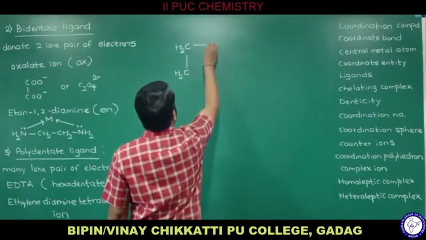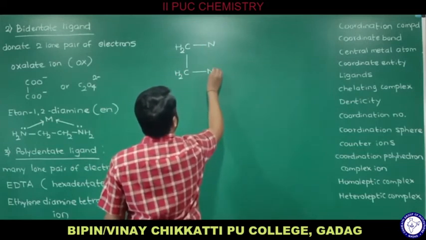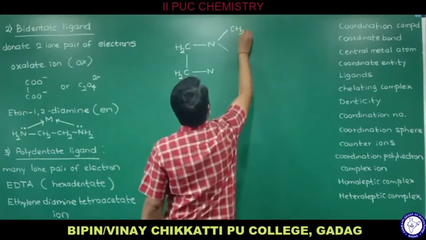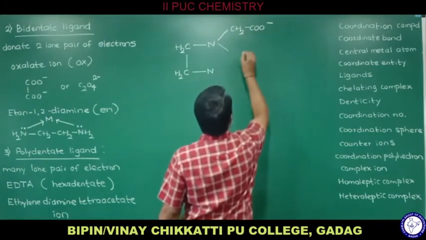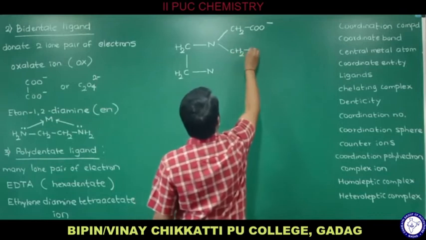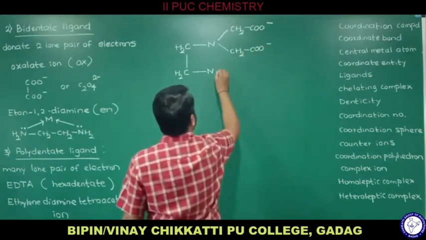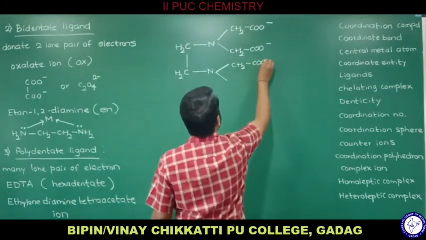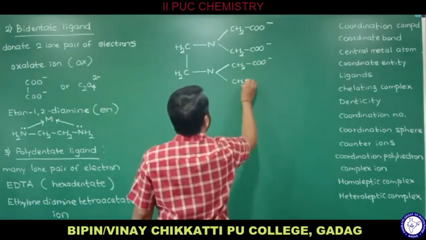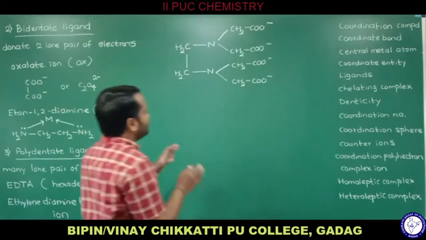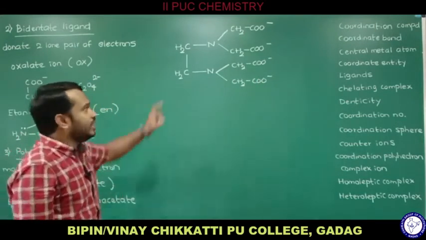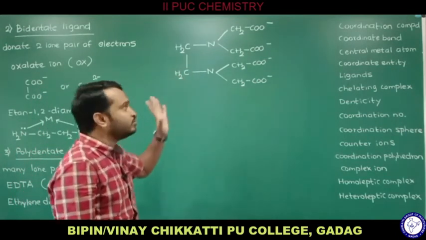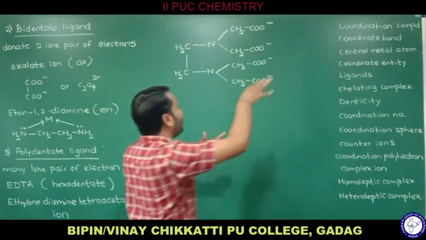CH2, we have a nitrogen, and we have two bonds over here, and this would be CH2COO minus, and here we have CH2COO minus, and toward this nitrogen also we have two acetate ions, CH2COO minus and CH2COO minus. This is actually EDTA. Carbon valence is 4, that is satisfied, and nitrogen has 3 bonded pairs of electrons, that is also satisfied. So CH2COO minus we have.